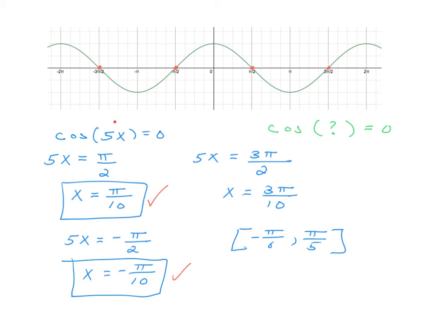They make the derivative equal 0. Here we got 3 pi over 10, but this actually falls outside of this interval, so we would not include this one, so I wouldn't want that. So these are the 2 that we'd like to include in our table.